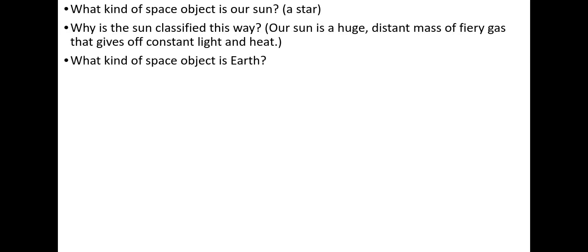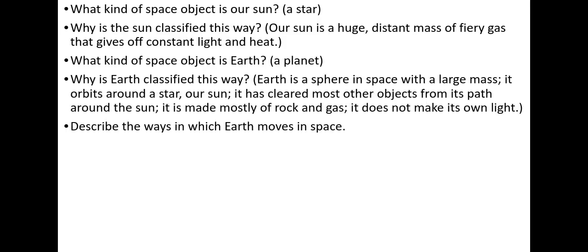What kind of space object is Earth? It's a planet. Why is Earth classified this way? Earth is a sphere in space with a large mass. It orbits around a star, our sun. It has cleared most other objects from its path around the sun. It is made mostly of rock and gas. It does not make its own light.